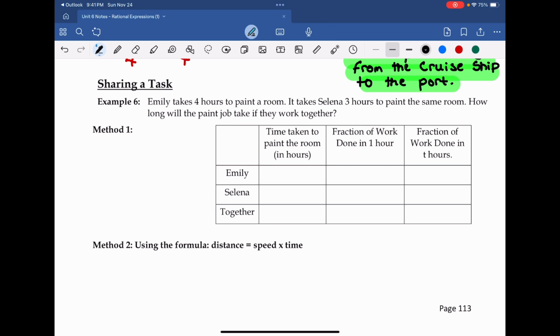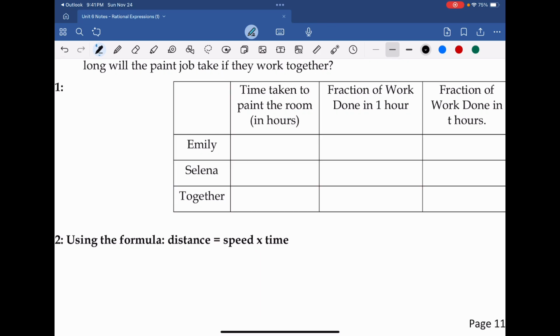How long will this paint job take if they paint it together? So rather than Emily working hard away for 4 hours and Selena individually working for 3 hours, they could work together and reduce the total amount of time they spend. Now, here's what we need to fill out here.